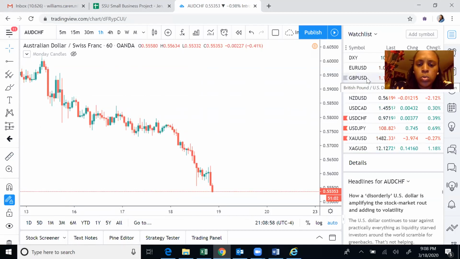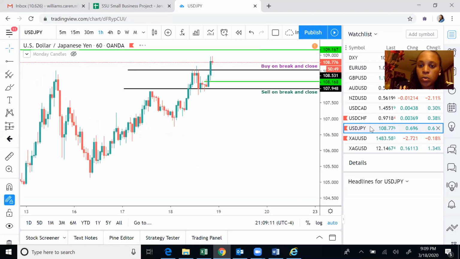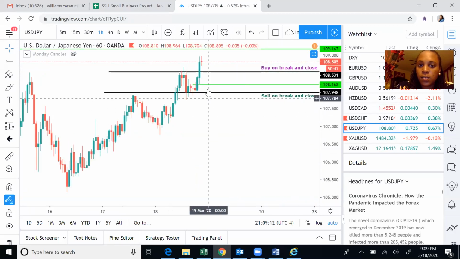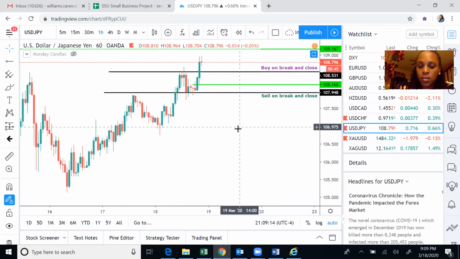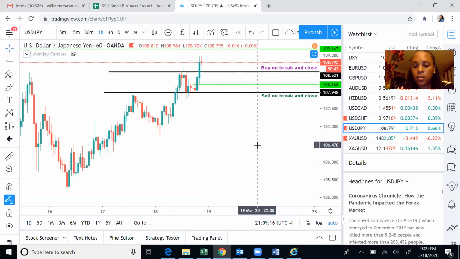AU is close to my take profit already. And then UJ is getting a little bit of pullback, but we're going to hold because we got our stop loss in, and we're good to go.